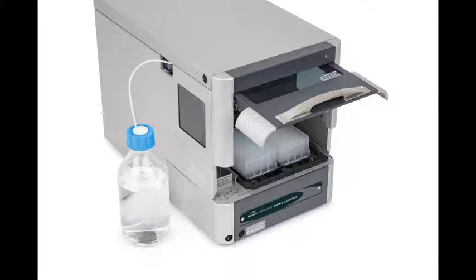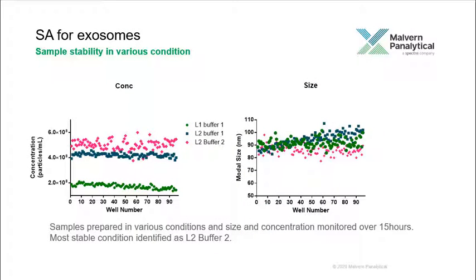The NanoSight Sample Assistant can be a perfect accessory for exosome studies. Let's have a look at a few examples. Sample Assistant can be applied to study the best conditions for exosome samples. In the example presented here, two samples were prepared in two different buffers. Data clearly shows that the formulation L2 in buffer 2, marked here in a pink color, was the most stable, as the size and concentration remained unchanged over 15 hours of experiment. Sample Assistant allows workable analysis for larger dataset collections with an easy data display and interpretation.